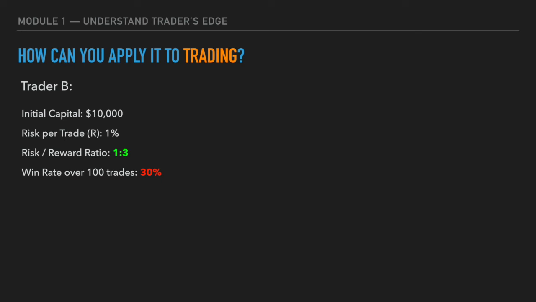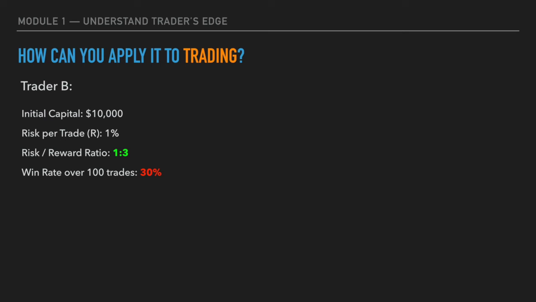Alright, let's take a look at Trader B. Trader B has the same initial capital and the same maximum risk per trade. And his risk to reward ratio is 1 to 3. It's exactly like Trader A. However, the difference is that Trader B's win rate is only 30%, which means for every 10 trades he made, 7 of them were losing trades.